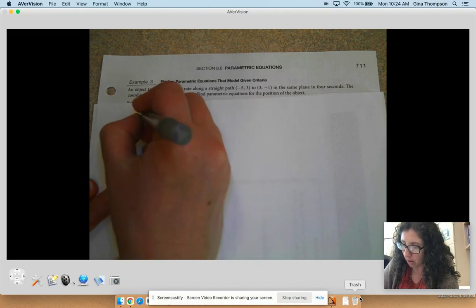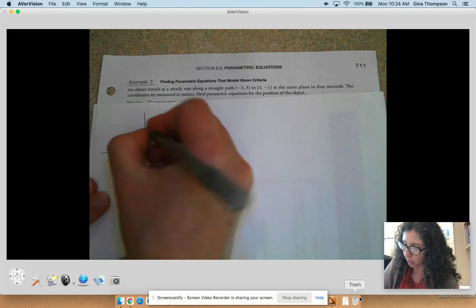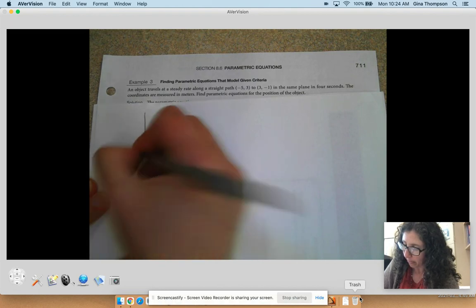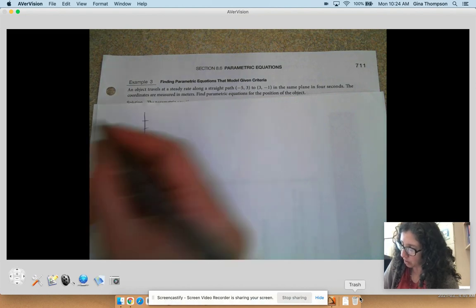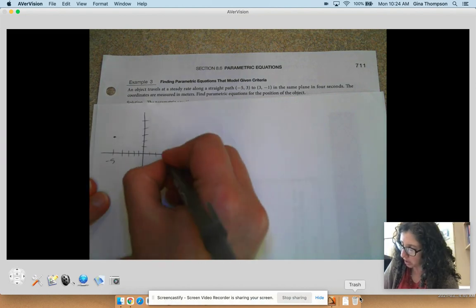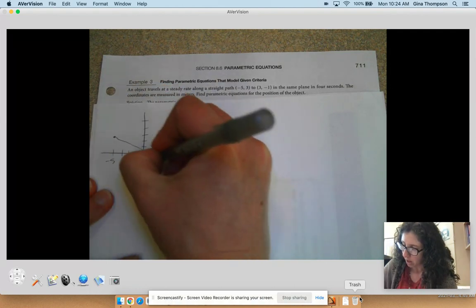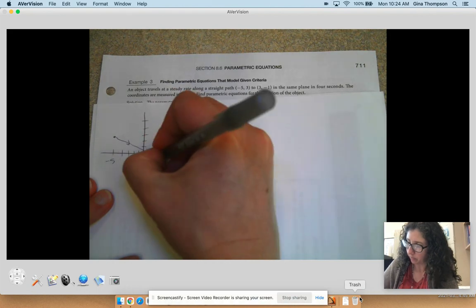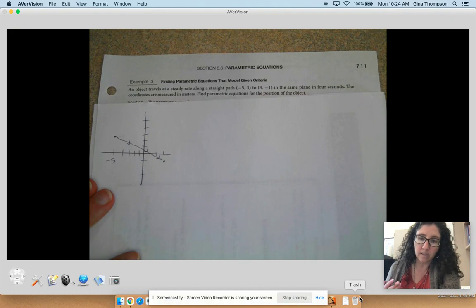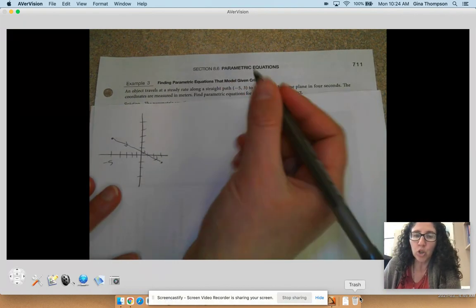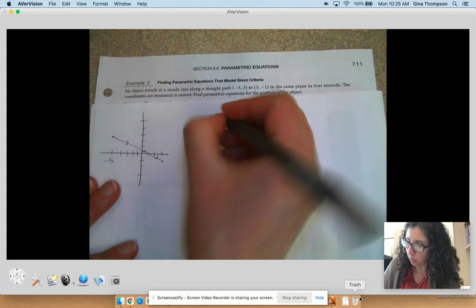All right, so let's just think about what's going on here. We have a point that's starting at -5, 3. So it starts here, and it goes to 3, -1, to this point. And it goes in this direction. Starts here, ends here, in 4 seconds. Okay? So what we want to do is find two equations, x of t and y of t.